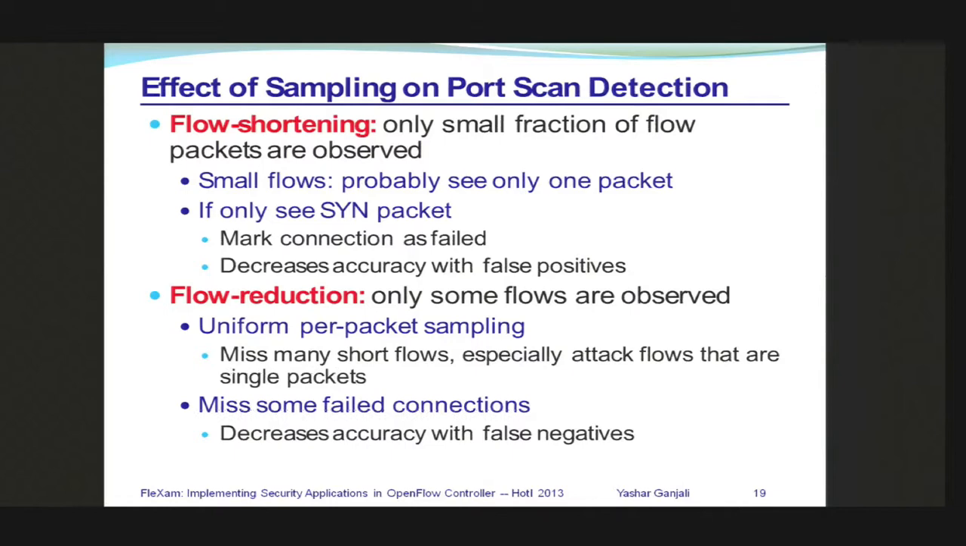The other problem is what we call flow reduction. You have a lot of flows, and some of these flows, including the attacks, are extremely short. If you're relying on sampling, you might end up missing a huge number of these short flows. And as a result, you might have a large number of false negatives in your system.